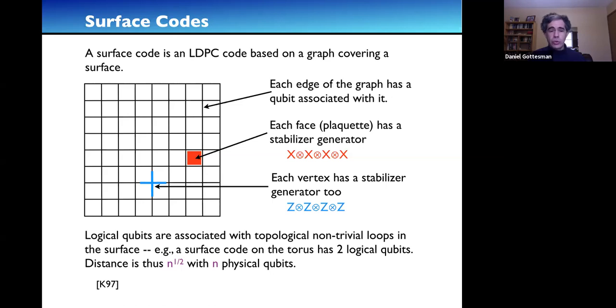And in general, if you do a different surface, a surface with boundaries, it's going to have a number of logical qubits that's associated to some topological property, which is basically a constant, invariant more or less on how big the lattice is. But the distance depends on how far it is to get around. And if there are n qubits, this could be O of n to the 1/2. The distance is the square root of n.